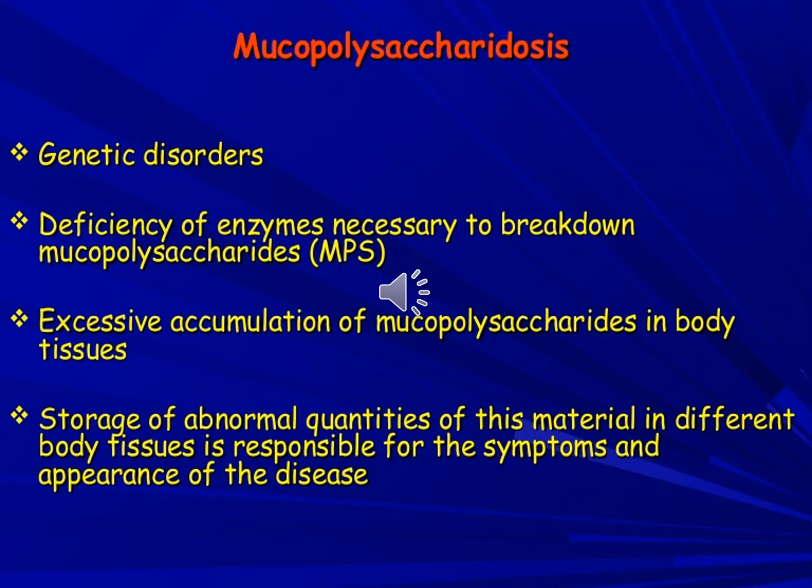If the levels of these mucopolysaccharides, proteoglycans, and glycoproteins are increased, and GAGs are increased, this is going to result in a number of defects in the body, and this is going to result in different symptoms and appearance of diseases.